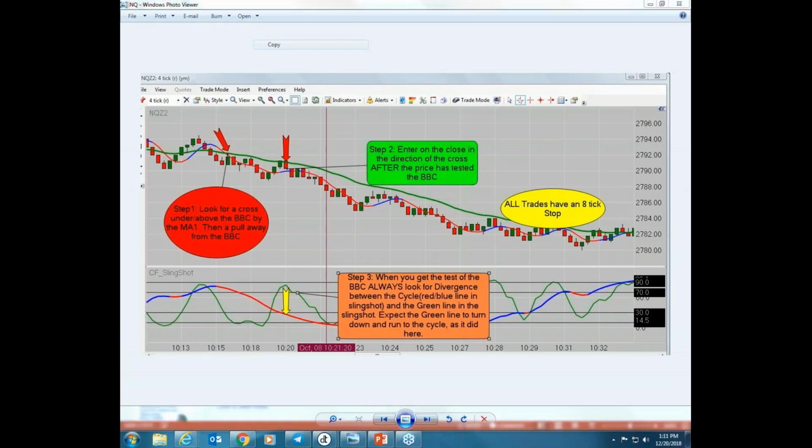Every trade has a stop loss. You're on a 4-tick range chart, so that means you're looking at the market under a microscope. Now you're going to have to be actively engaged in what you're looking at in the marketplace. So you'll have to be in front of the screens, right?